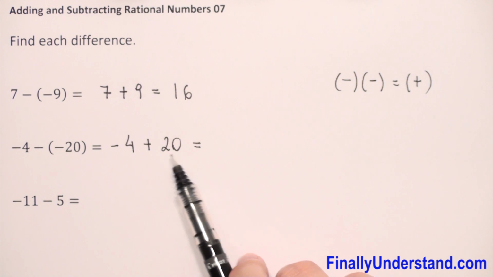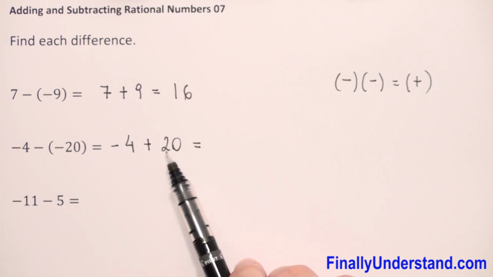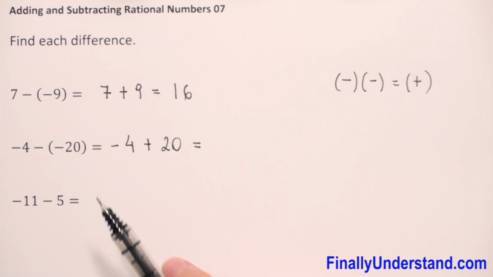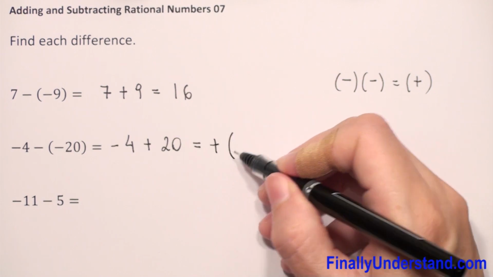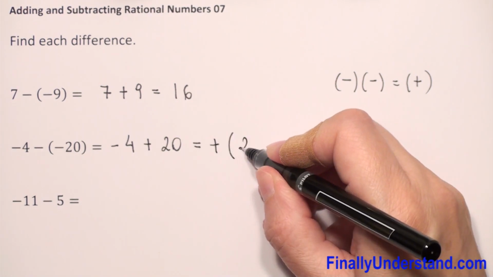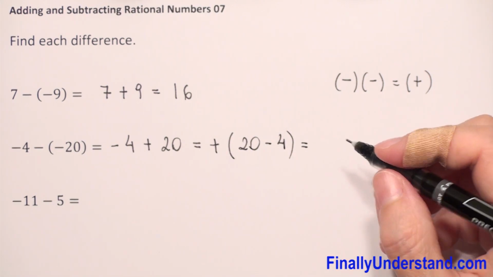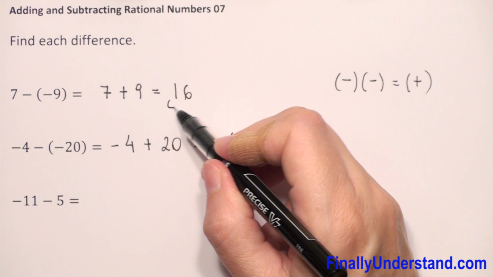One number is negative, one positive. So first we forget about the negative sign. We compare these two numbers, 4 and 20. 20 is greater. So next we check the sign before 20. We have a positive sign. So we copy the positive sign, and in parentheses we subtract the smaller number from the greater number. So this is equal, the positive sign we don't have to write, 20 minus 4 is 16.